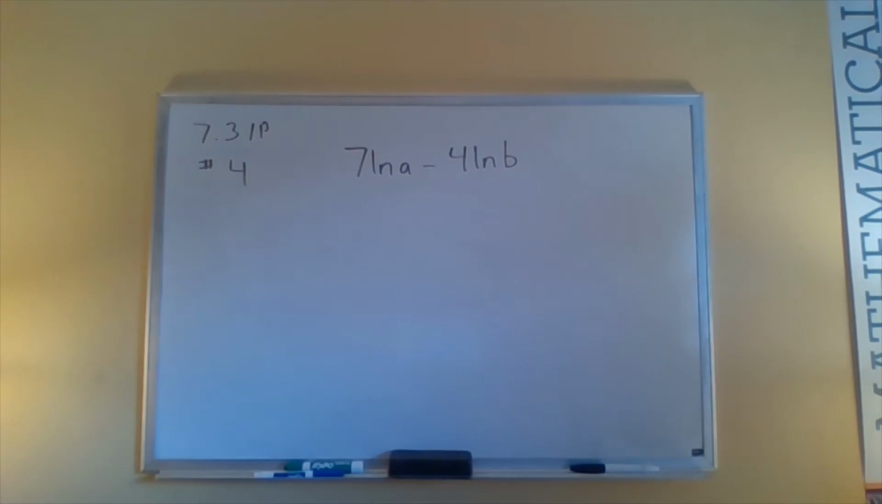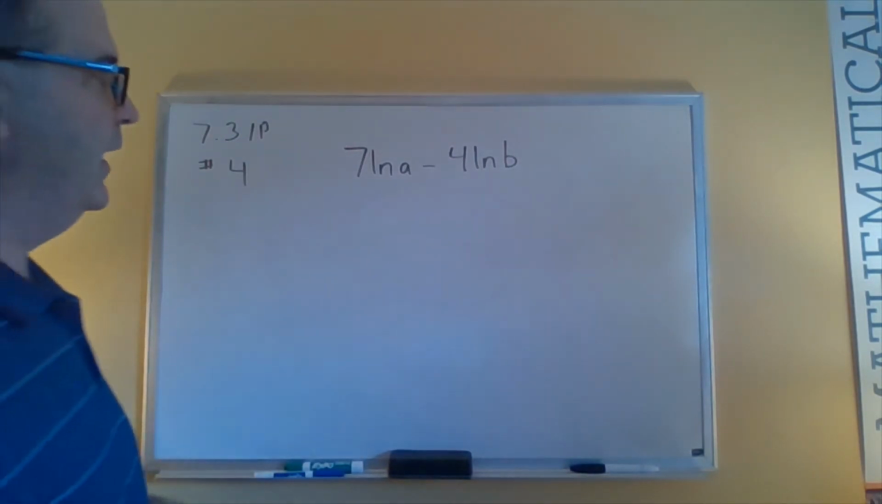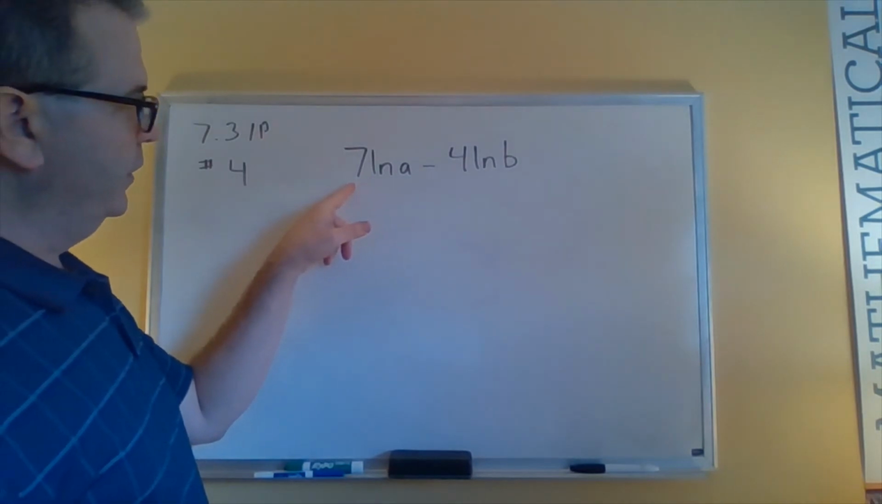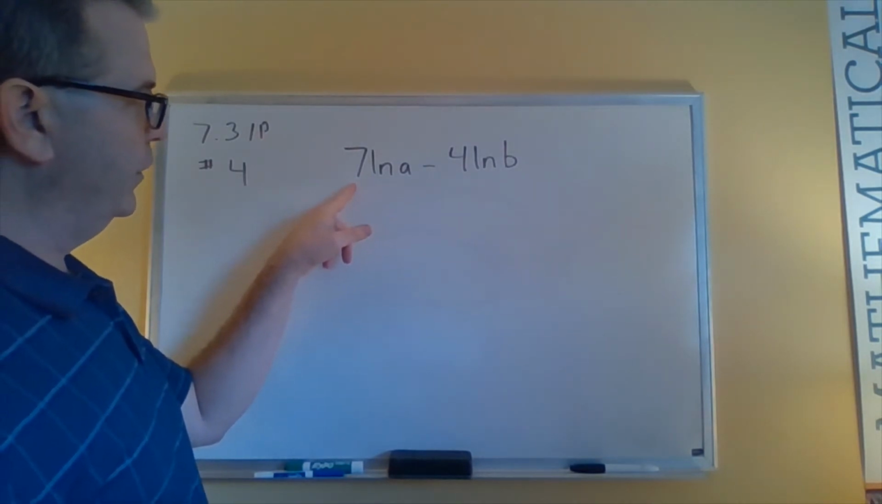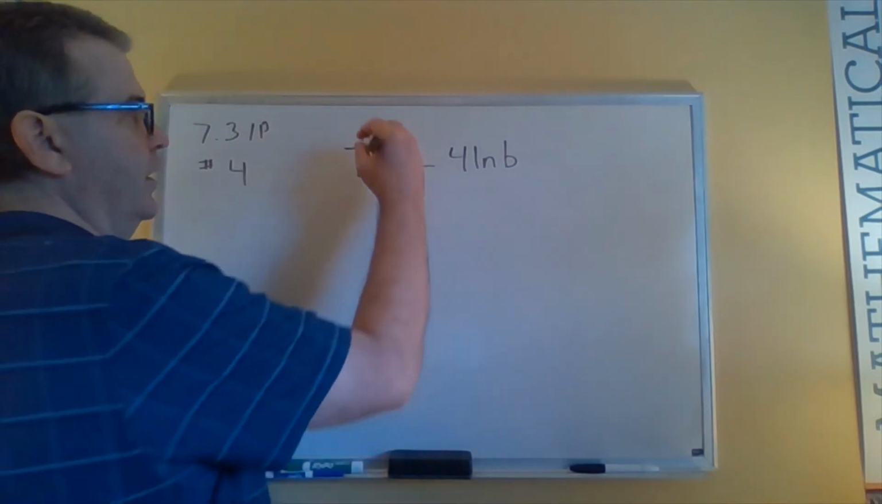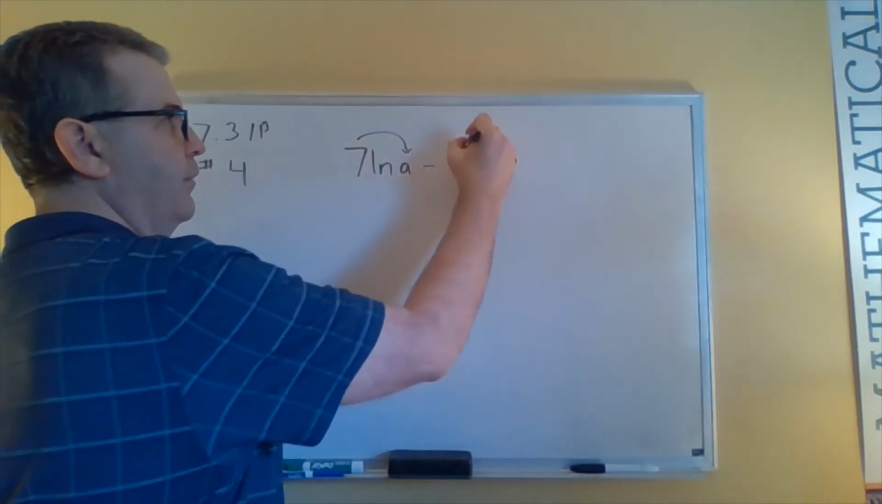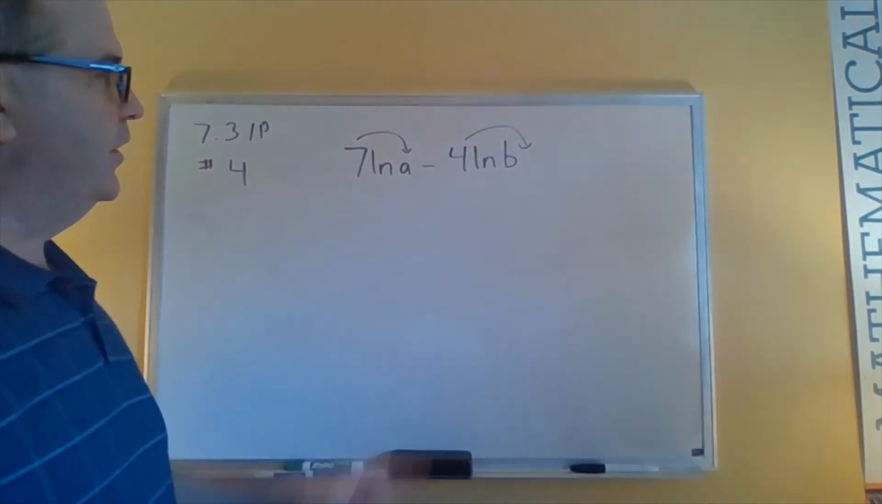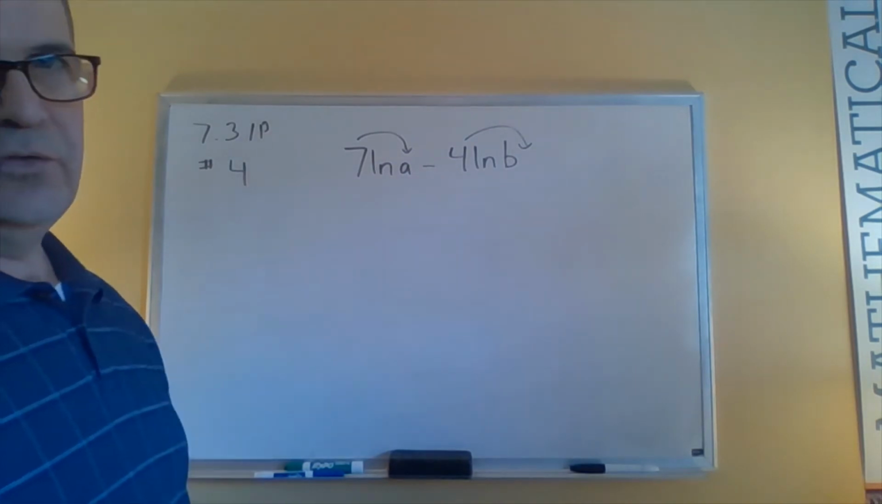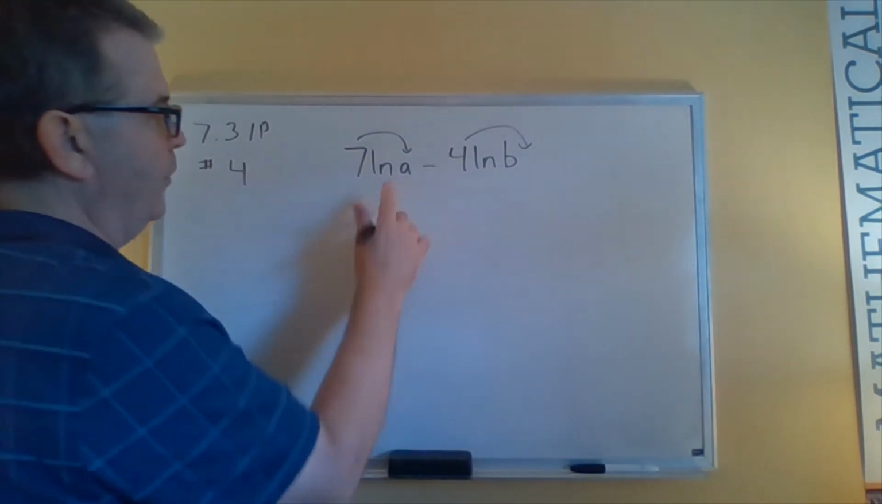Number 4, we are asked to condense this expression into a single log. We have a couple of properties we're going to apply here. Since I see the coefficient out here, I know I'm going to move that inside using the power property, and that's going to become my exponent. And then because I have a negative sign in here, I know I'm going to use the quotient property. So let's use that power property first.